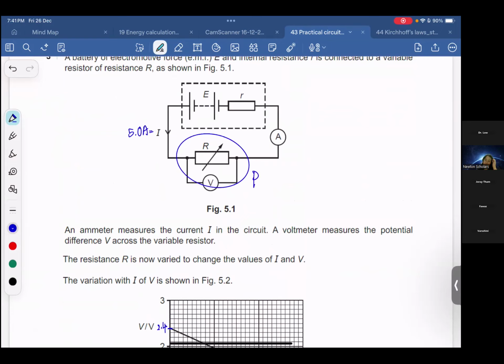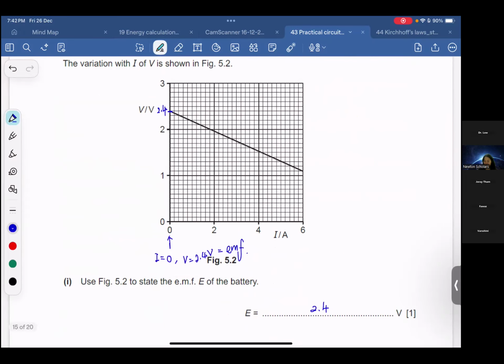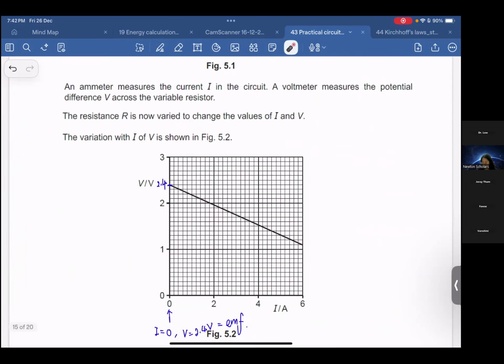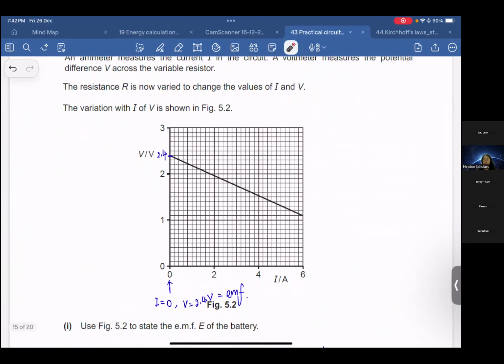Power, we have three formulas. No matter which formula you use, you will get the same answer. Power equals V times I, power equals I squared R, power equals V squared over R. This one is a V-I graph, V against I, so it's very straightforward, we can just use this formula to do the calculation. The question says 5 ampere. From the graph, you can use the 5 ampere to find the voltage and then do the calculation. You do it right now.